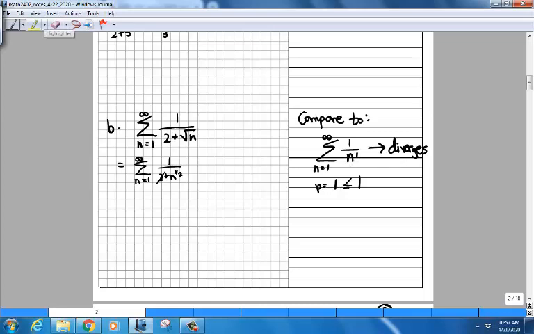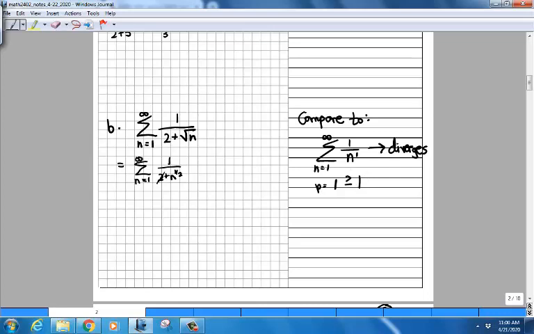I should have written, instead of less than or equal to 1, that 1 is bigger than or equal to 1, right? Okay, and whenever in a p-series your power is bigger than or equal to 1, that means the p-series diverges. If the power is less than 1, that's the good situation, and then the series will converge.